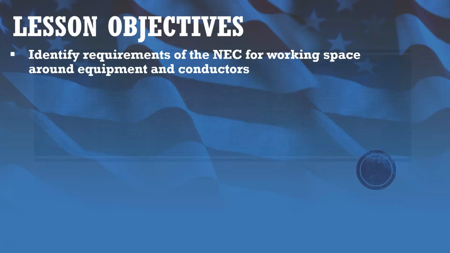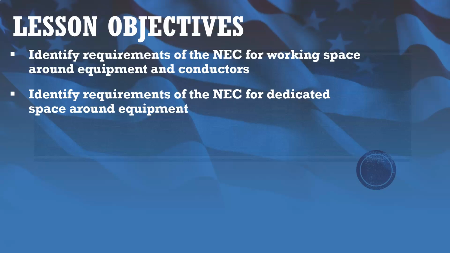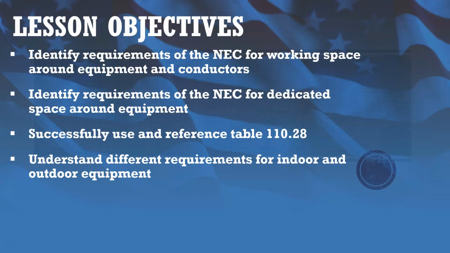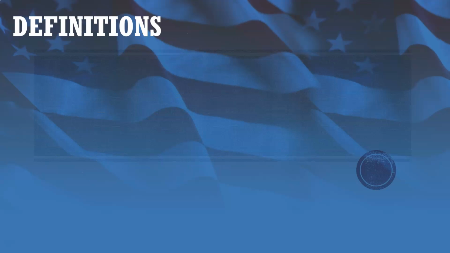So our objectives for this lecture, we're going to identify requirements of the NEC for working space around equipment and conductors. That's an important note there, as we have different working space for the equipment itself as well as the conductors themselves. We're going to identify requirements of the NEC for dedicated space around equipment. Another note there is a difference between working space and dedicated space. Those are two separate terms. We're going to successfully use and reference Table 110.28, and we're going to understand different requirements for indoor and outdoor equipment. So we have different working and dedicated space requirements for equipment depending on if it's located inside or outside.